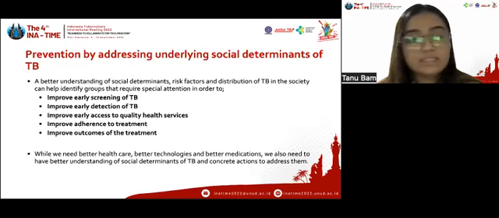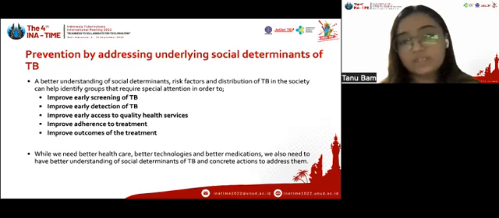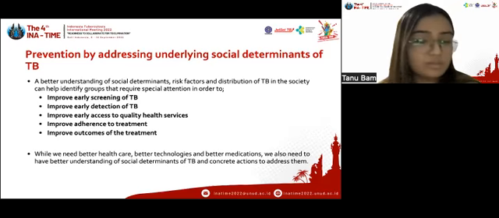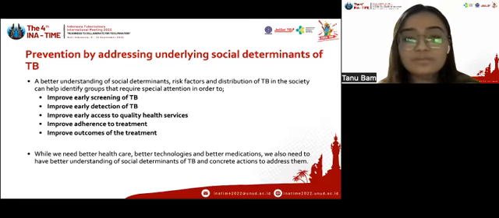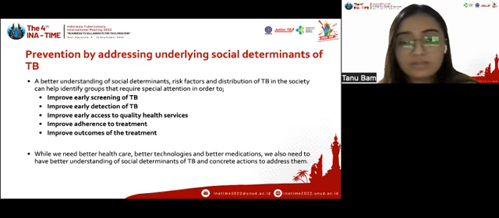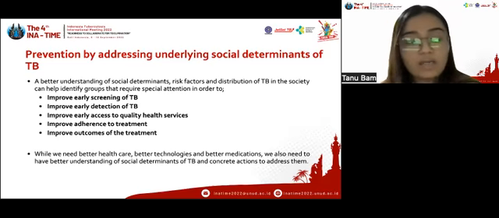Prevention is the key not only to ending TB, but to reducing the underlying risks and improving global health. A better understanding of social determinants, risk factors, and the distribution of tuberculosis in society can help in identifying groups that require special attention in order to improve screening of TB, improve early detection of TB, improve early access to public health services, improve adherence to treatment, and lastly, improve outcomes of the treatment. Better awareness of the social determinants of TB and concrete TB preventive measures are equally as important as better healthcare technologies and medications.